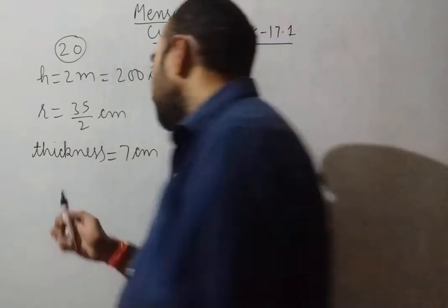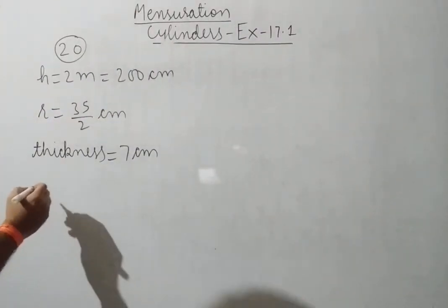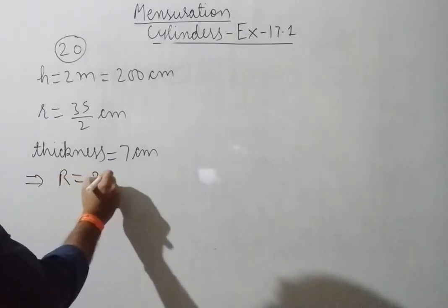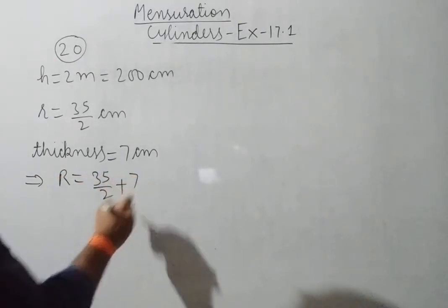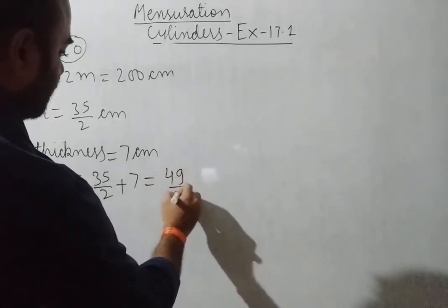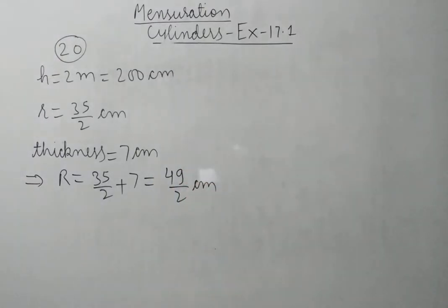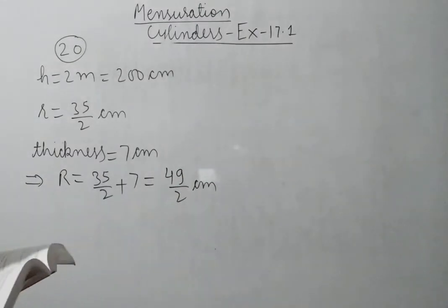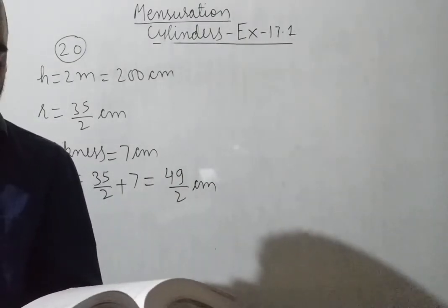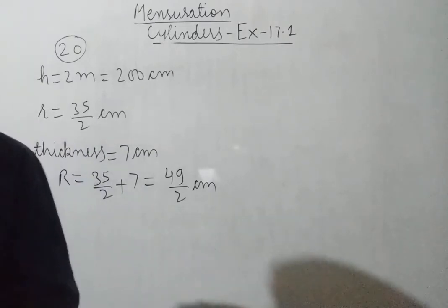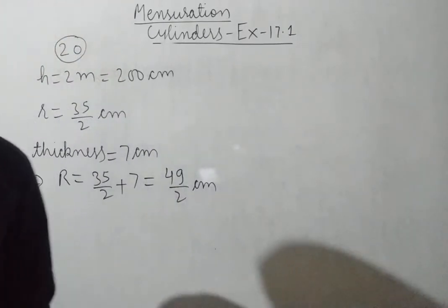So we can calculate capital R. Capital R will be 35 by 2 plus 7. That will be 49 by 2 centimeter. Correct? Next, find the weight of the roller in kg if 1 centimeter cube of iron weighs 8 grams. So we can see the last line.